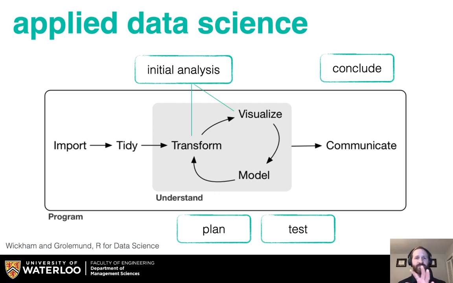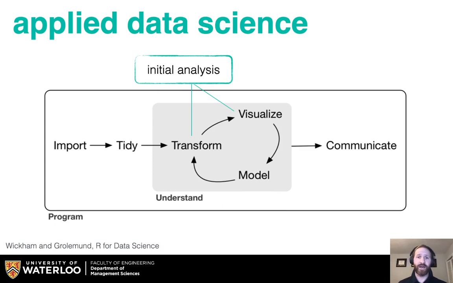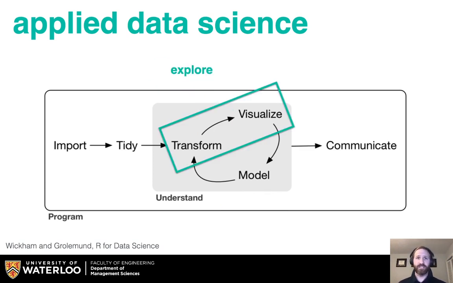And initial analysis maps onto this transform and visualize part, whereas we're splitting apart modeling into planning and testing deliberately because we want to understand the requirements for each of the tests that we talk about. Conclusion maps to communicate in this case. So let's focus on that initial analysis part. And specifically, we talk about transform and visualize.